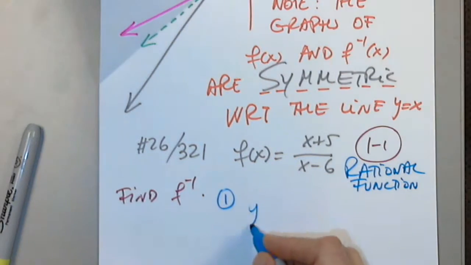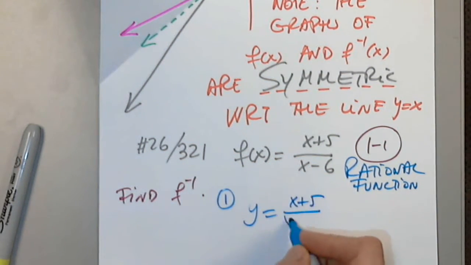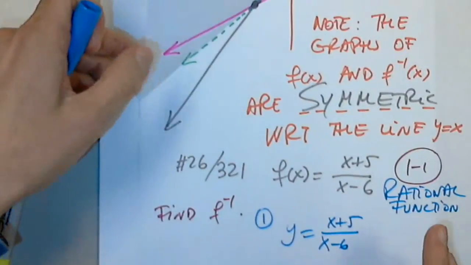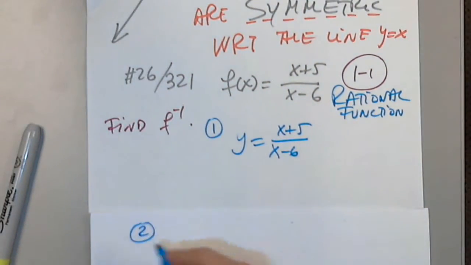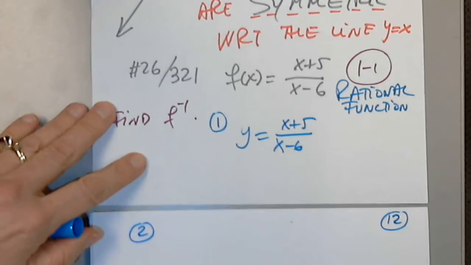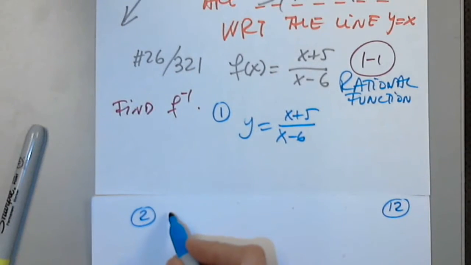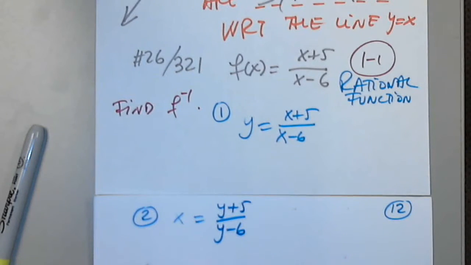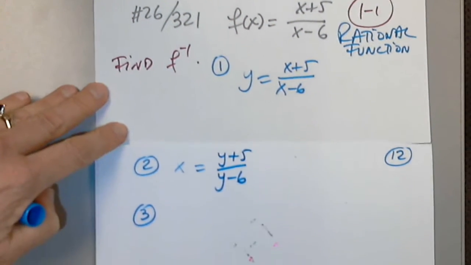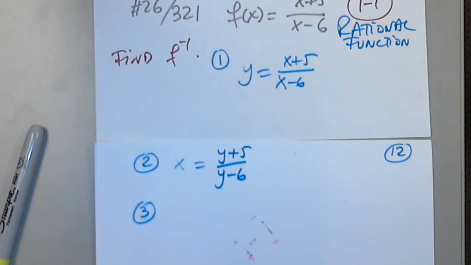Yes, yes. Y equals x plus 5 over x minus 6. Perfect. Step number 2: swap first. Yes. X equals y plus 5 over y minus 6. In step 3, what am I solving for? I solve for y. Good.